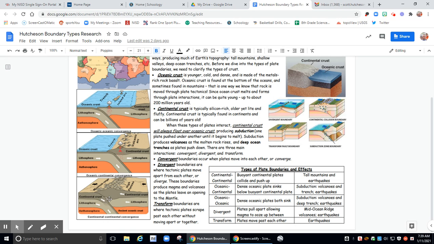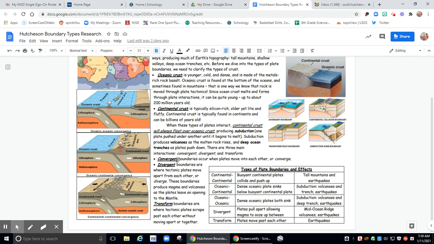And then here, if two continental crust plates are colliding, we get the mountains, we get the wrinkling or the crumpling, so to speak, of the Earth's crust, which forms mountains, but we don't get the volcanic activity. We just get the formation of the mountains. Okay, so there are three main types of boundaries.